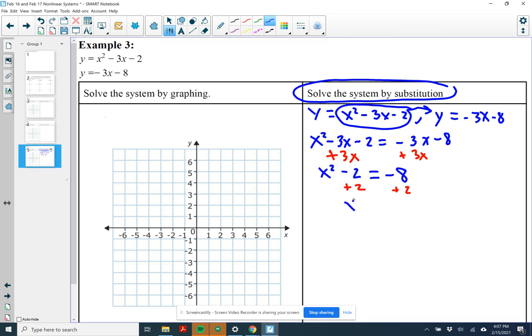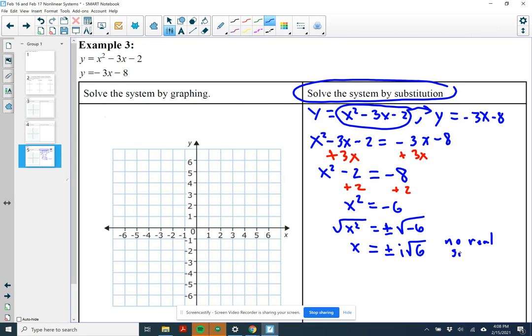I could solve the simple equation x squared equals negative 6 by taking the square root of both sides. So we'll use that square root property. Remember to do the plus or minus. Now, what do we have? We have x equals plus or minus i times the square root of 6. Now, what that means is that there are no real solutions to that quadratic equation, x squared minus 3x minus 2 equals negative 3x minus 8.